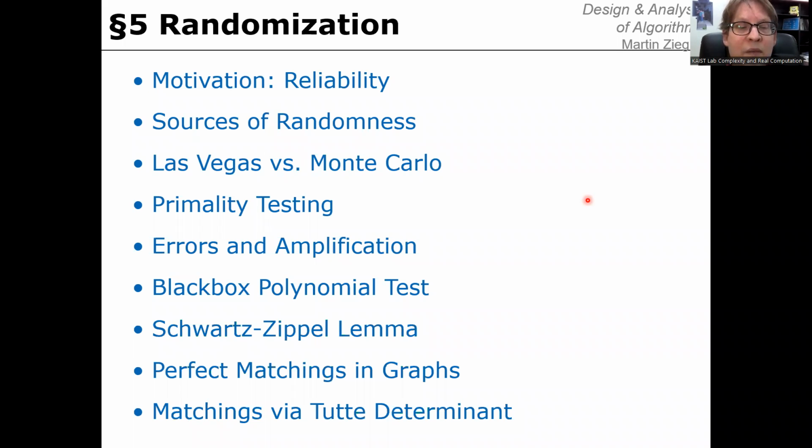And we conclude with perfect matchings using the symbolic determinant approach of black box polynomial testing. So that's all the perspective for next time, Thursday.